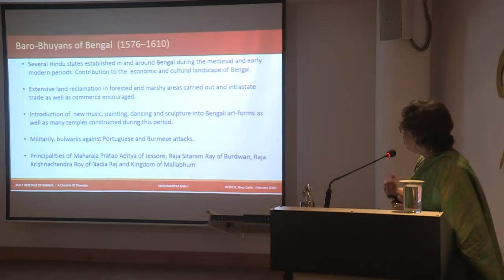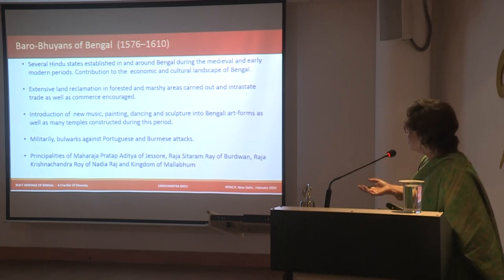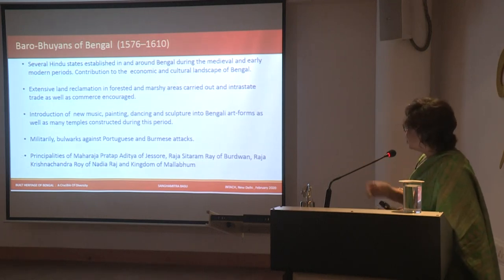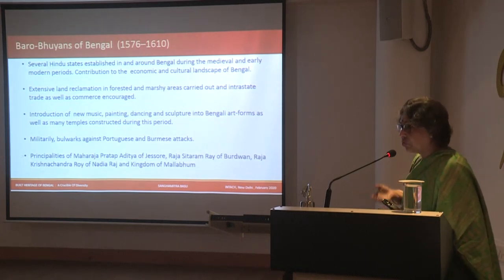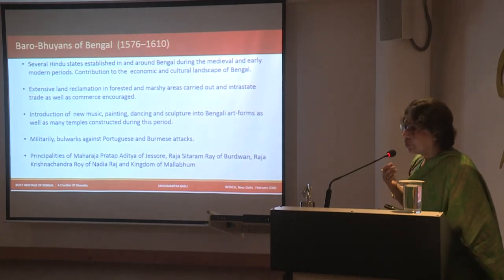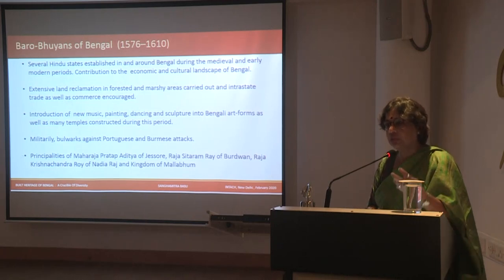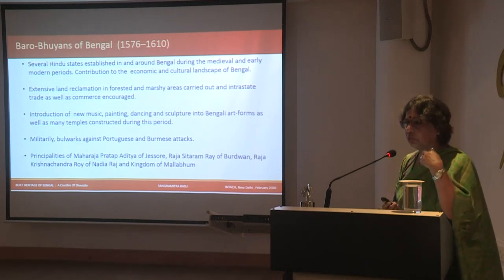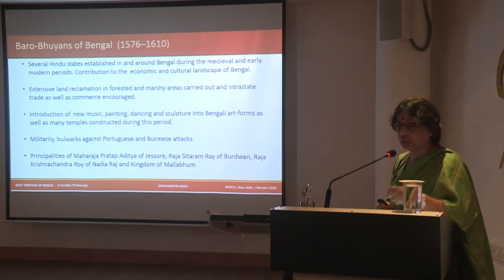Civil Hindu states were established, so these are the Baro Bhuiyans of Bengal, I say. As I say, both Bengals and the larger areas around Bengal were established during the medieval period. There was extensive land reclamation in the forested and marshy areas. There was trade, so it was a very golden age. There was the introduction of new music. Architecture is not alone. It is a reflection of a society, from all forms of culture. Architecture is just one form of culture. So it was in music, in literature, in paintings, in scroll paintings.